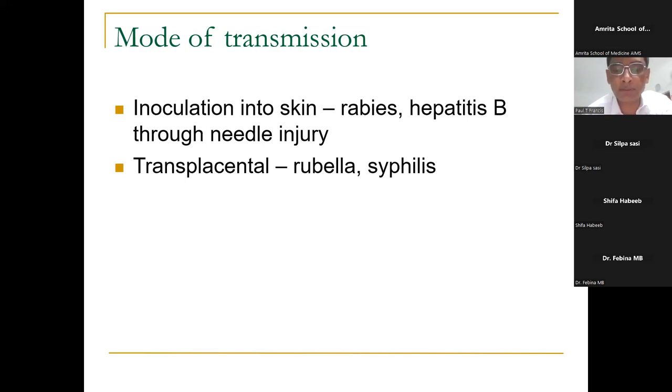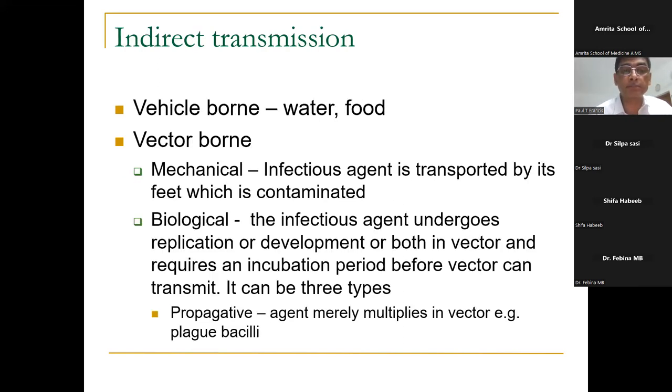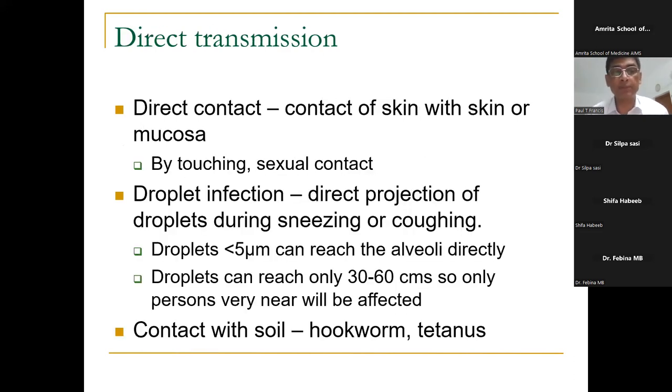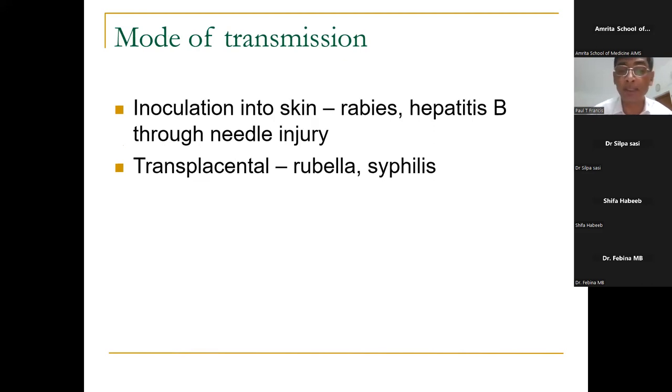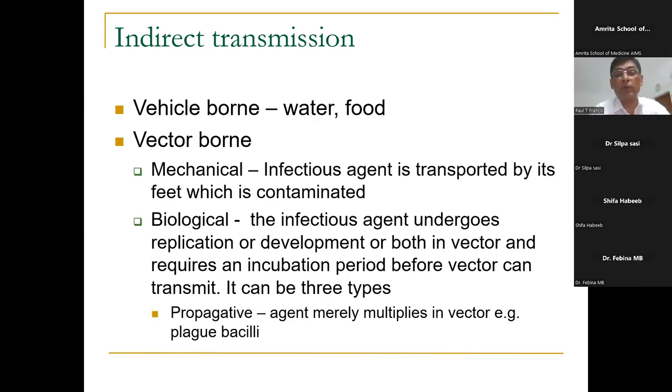Then transplacental, obviously, many diseases can transmit vertically from mother to child, fetus or baby: rubella, syphilis, many such conditions. Now coming to the indirect, so I think we have seen direct contact, droplet infection, contact with soil, inoculation into the skin, and transplacental transmission.